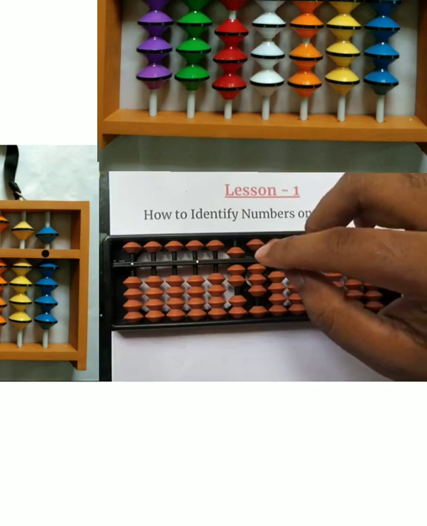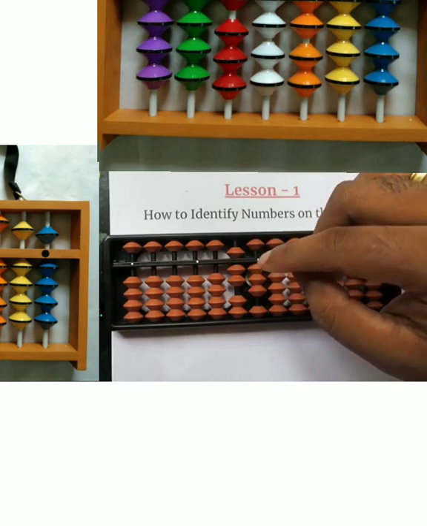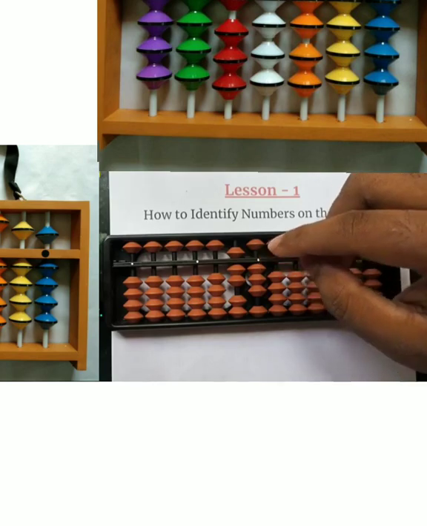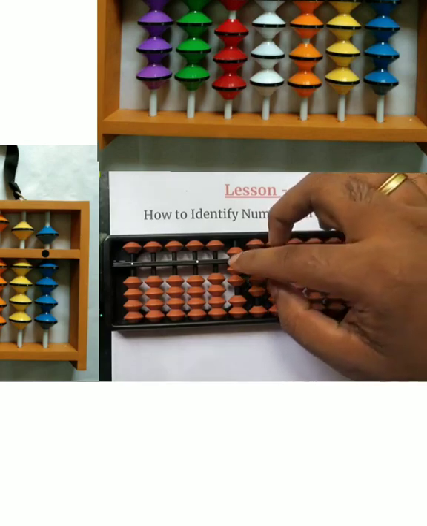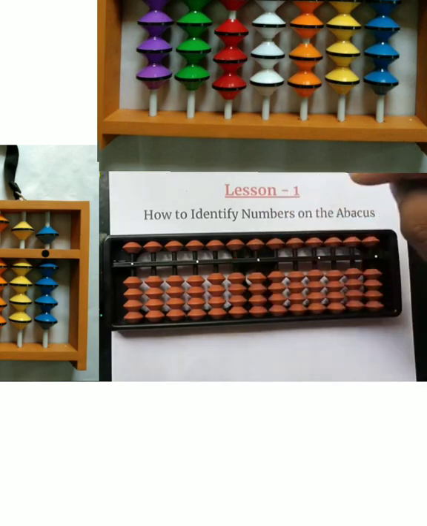While teaching this to the kids, be very careful that you remind them to check whether the bead in use is on the upper side or not. Okay, the upper bead is in use or not. Let's take another example for a 2 digit number.